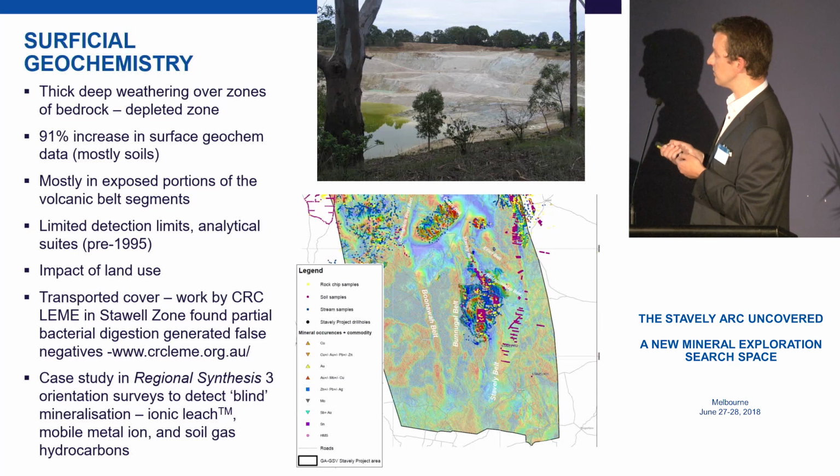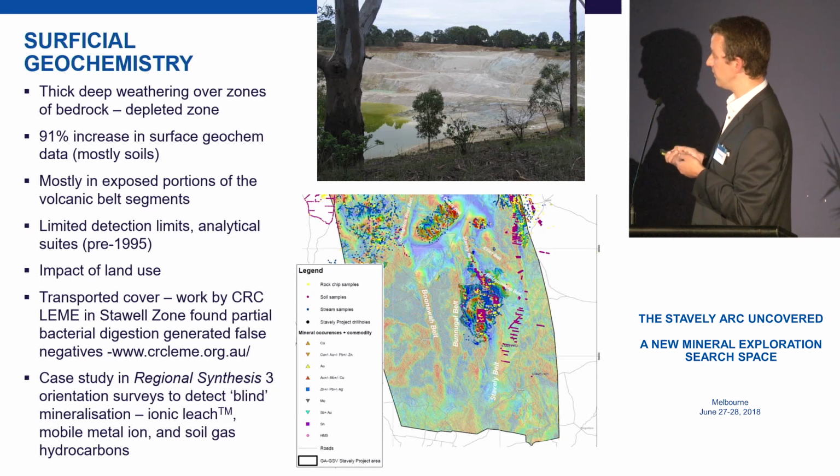We've got work that was completed as part of the CRC LEAP and adjacent to the Stawell zone. It found that partial digestion generated false negatives in superficial geochemical data. It also found that sampling of pedogenic carbonate in the Murray Basin cover wasn't much use, because this area of Australia obviously receives a lot of rainfall compared with other areas.